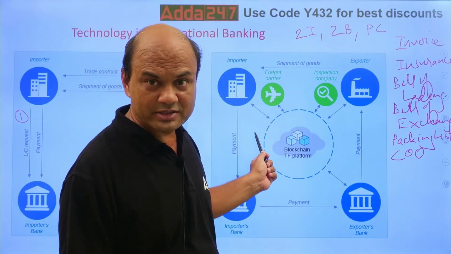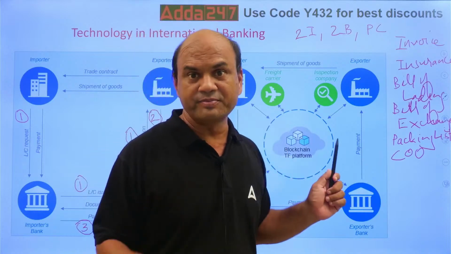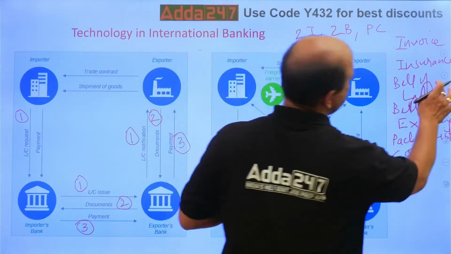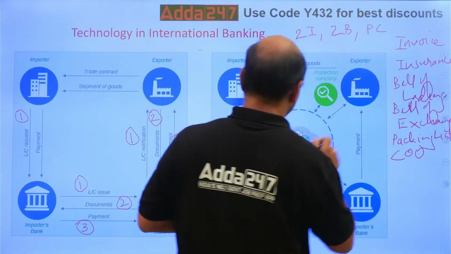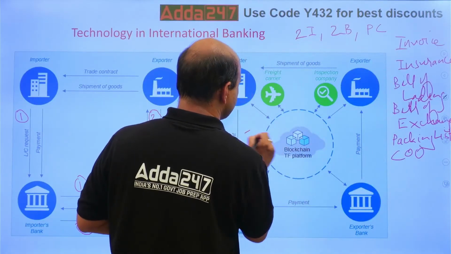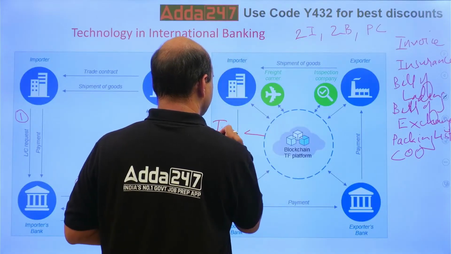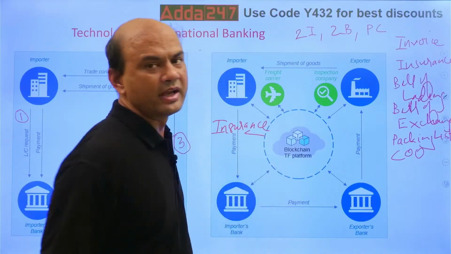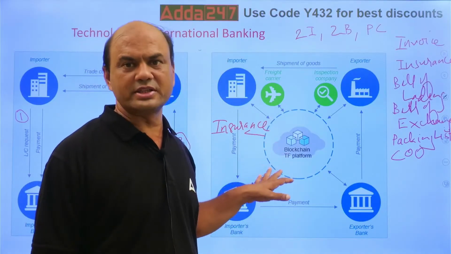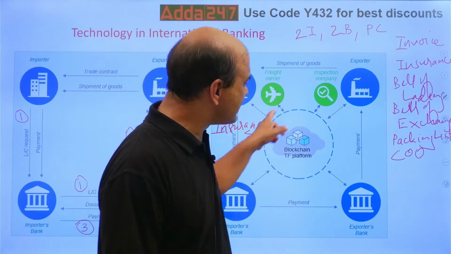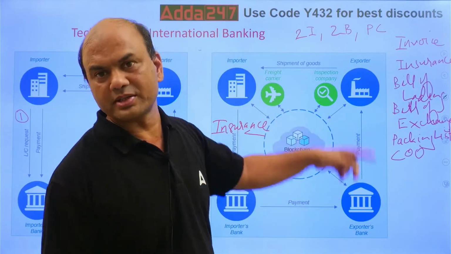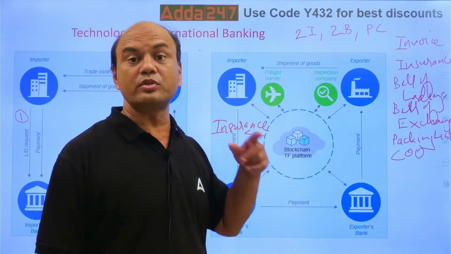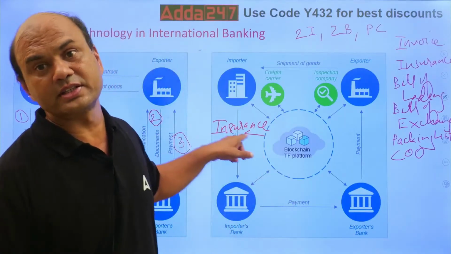This insurance, now pay attention. I'll write it over here. Let's say this is another insurance company. This insurance company will issue the insurance, and once it is issued, it will be immediately circulated among all the members. So because of this, what happens? Even this issuing bank comes to know right now that insurance is issued.